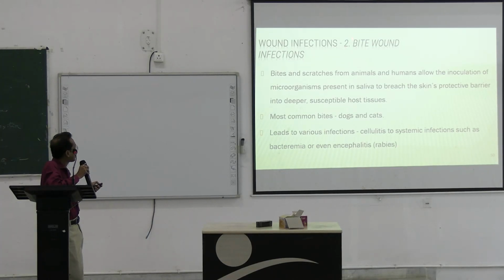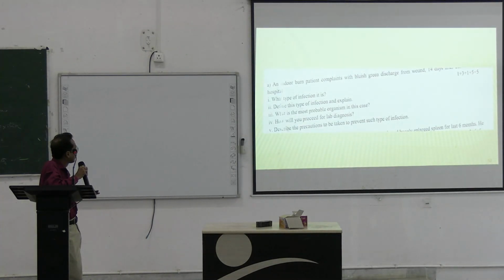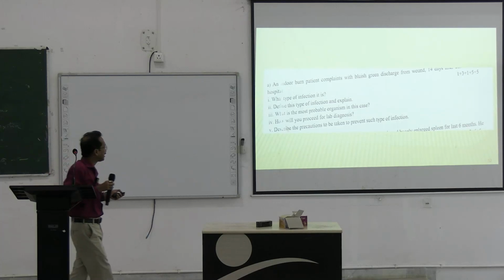Bites and scratch marks. Animal and human bites, most common in dog and cat, lead to various infections like cellulitis and systemic infection. Infection caused by dog bite: Capnocytophaga is a common infection, caused by Pasteurella, and rabies.